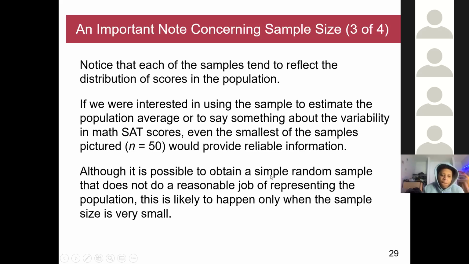The only way it would not do a reasonable job is if the sample size was really, really small. If we only had 5 people in the sample out of 5,000, we probably wouldn't have a very representative sample. So there is a minimum sample size that we need, but it doesn't mean that if we have a population of 5,000, we need 2,000 or 3,000 in the sample. We could have 50 people in the sample, and it would do a reasonable job.